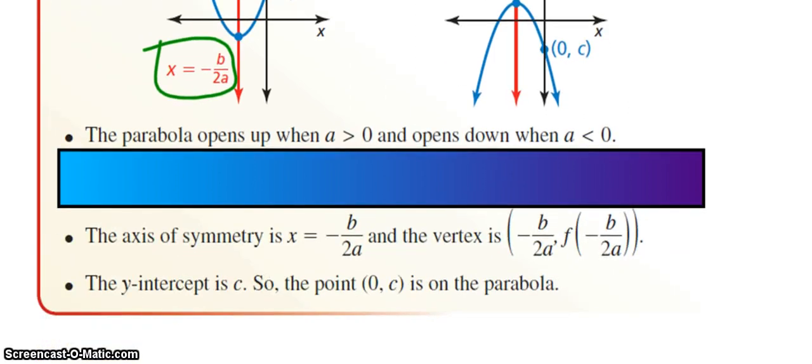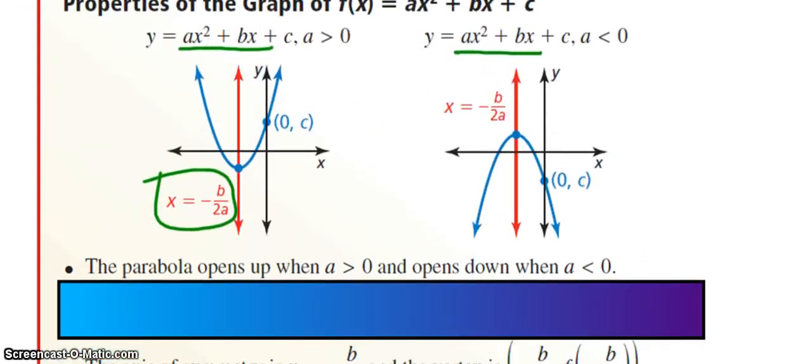And then, as I was mentioning already, the vertex is going to be the point with x-coordinate the opposite of b over 2a, because that's the same as the axis of symmetry. That's the x coordinate of the vertex. And then the y coordinate we would get by taking that number and plugging it into the function for x. So that's what this notation is saying. It's just saying take whatever that value is and plug it into the function for x, and that will give you the y coordinate.